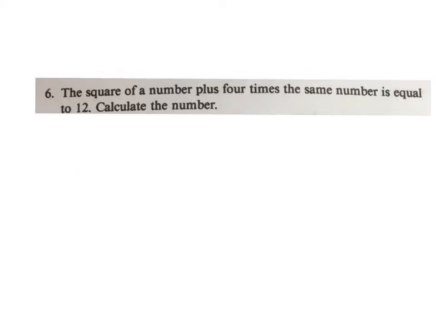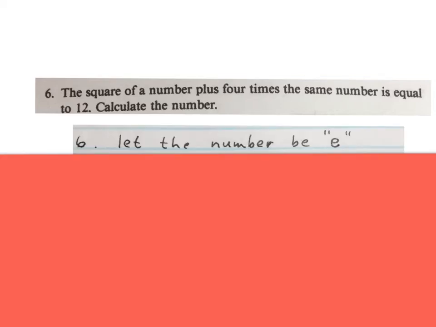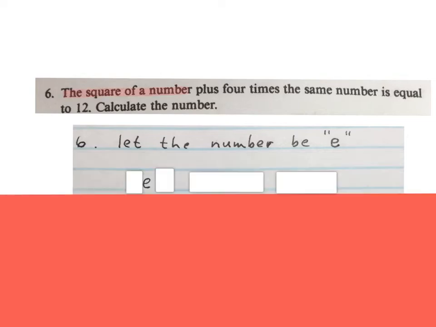Last question of this video. The square of a number plus 4 times the same number is equal to 12. Calculate the number. Could start by saying let the number be e. I told you this variable can be any small letter of the alphabet that suits you. It says the square of the number, so we take the number and square it.